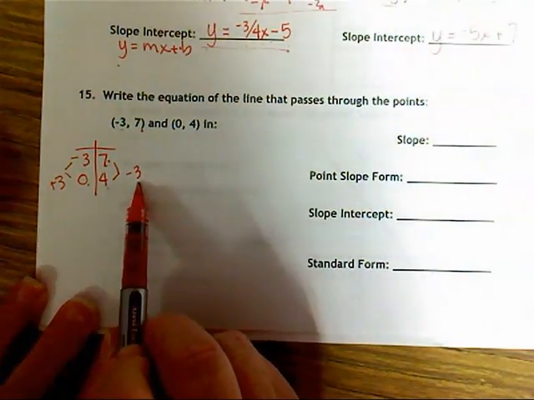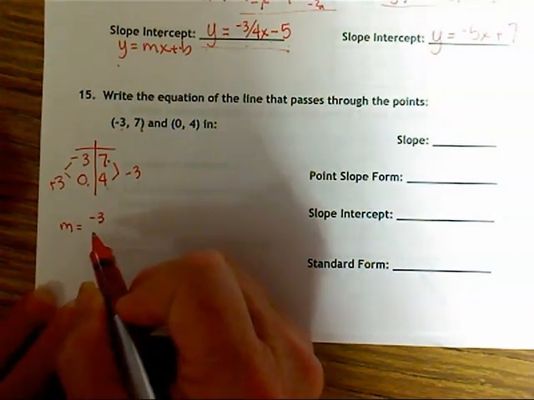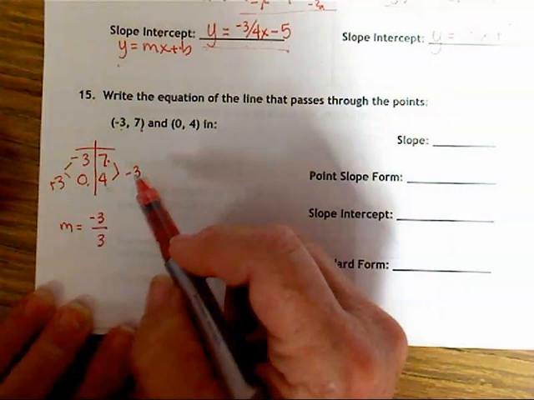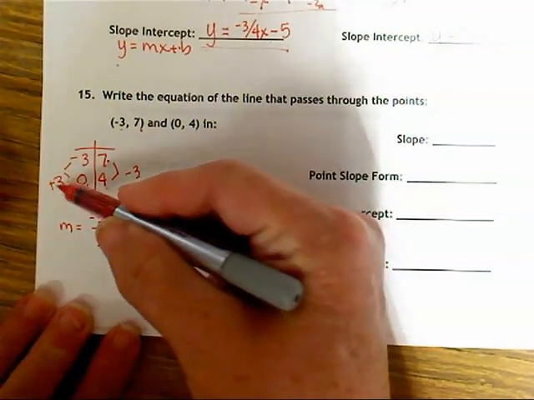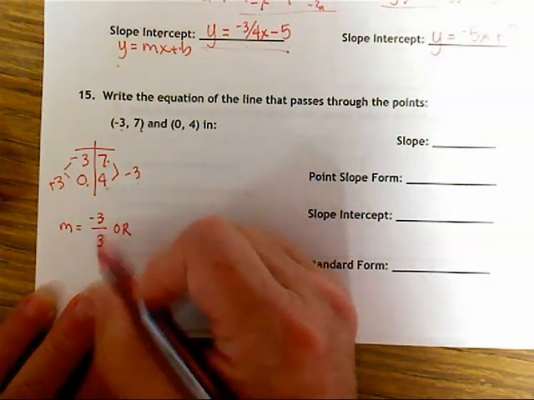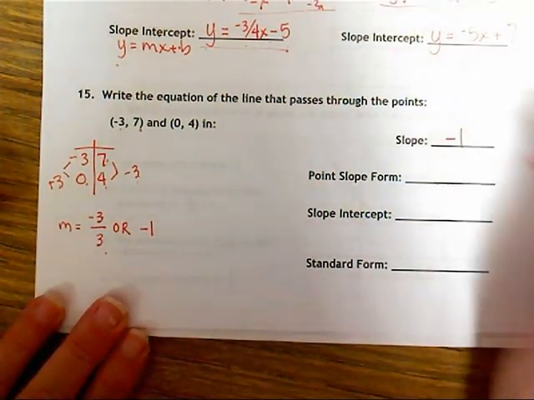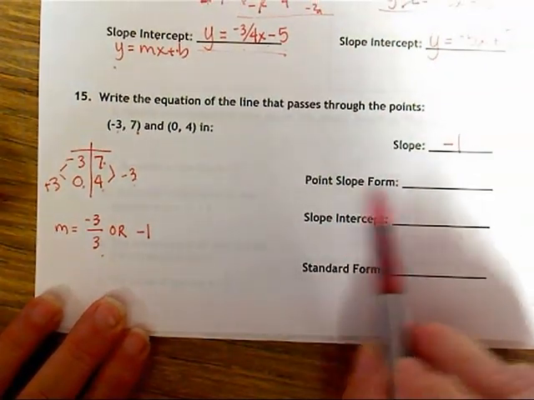Remembering that this one is the top number for your slope. So your slope is the change in the y's over the change in the x's. And I think you guys would reduce this to just -1. All right, so there's my slope, -1. Fill that in. Now the point slope.